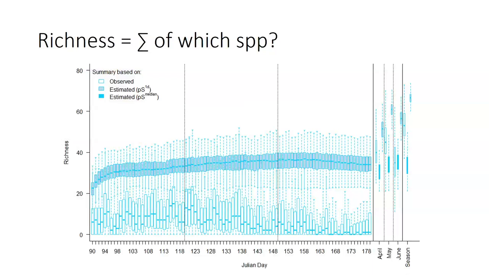But when we want to summarize in broader time units like month or season, we have to make decisions. Do we count everything that was detected at least one day throughout the season? Or do we try to characterize each site by the mean number of species that is expected to be co-occurring per day?